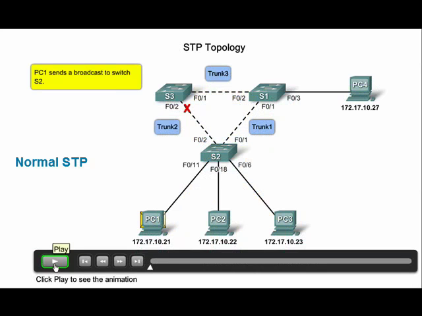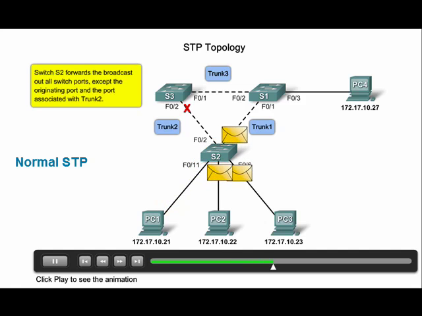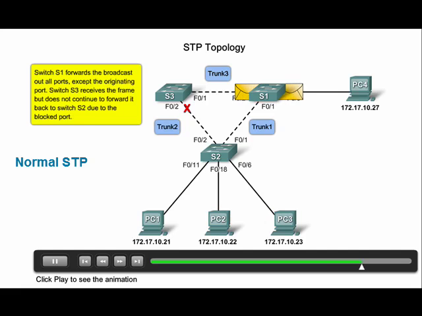STP mitigates loop formation by allowing traffic to travel only one path from a source to a destination on the LAN, even though there are multiple physical paths. STP accomplishes this by disabling specific ports within the redundant switch fabric. Essentially, there may be many available ports to get from a LAN source to a LAN destination, but only one path is active.